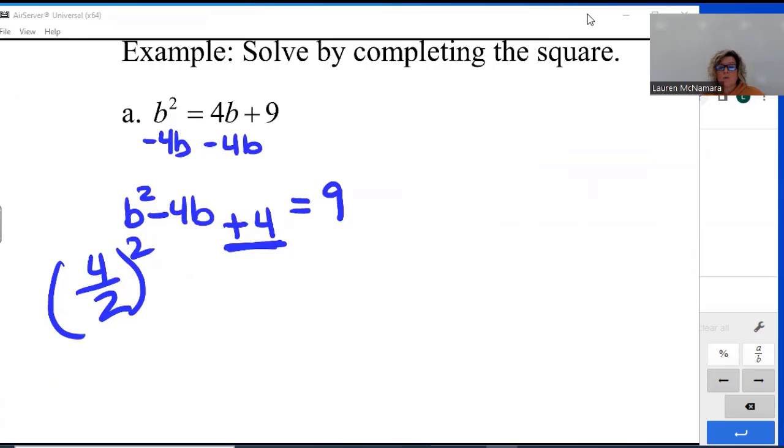Well, this is an equation. Whatever I do to one side, I have to make sure that I do to the other side. So I'm going to go ahead and write plus 4. So add whatever that quotient is, meaning that I'm squaring it, to both sides.